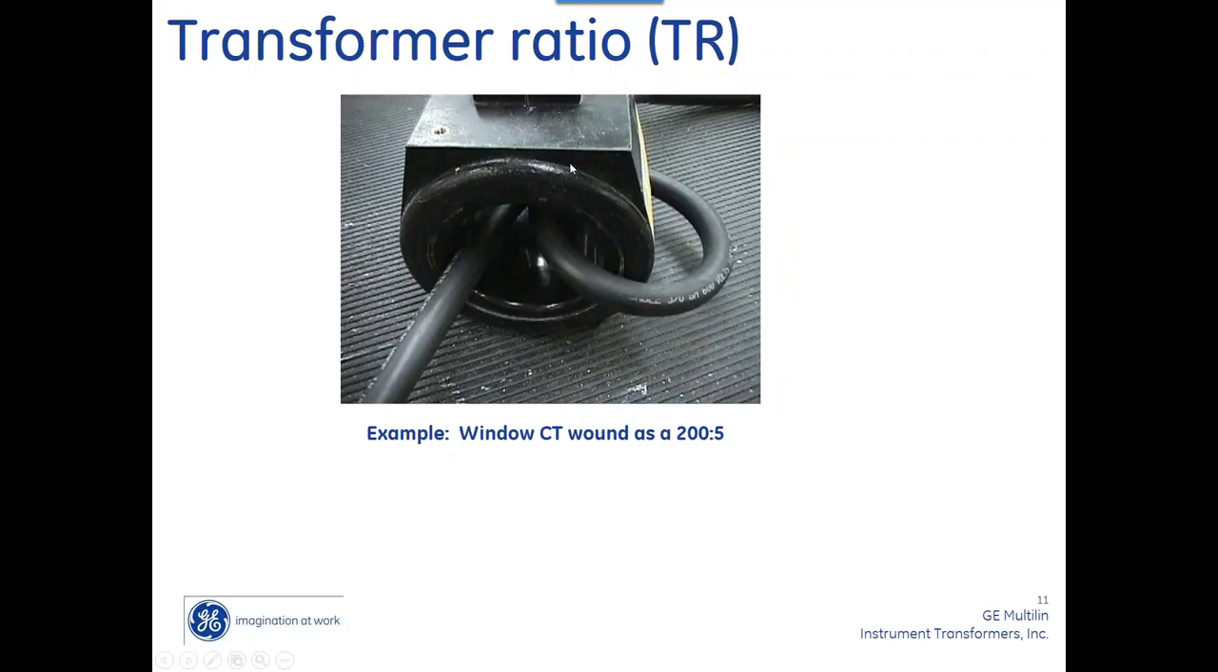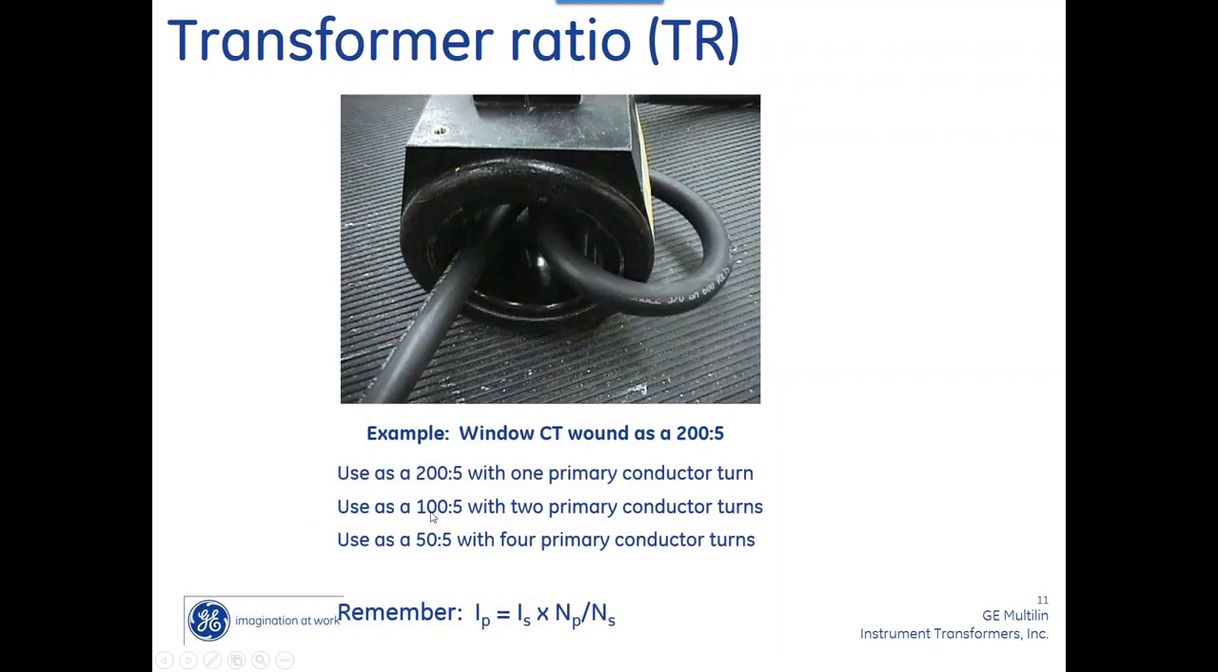So if you have a CT that's too big, or you need a higher class CT, that's a good trick to figure out a way to get around and change your ratio. Excellent. So I could use a 200 to 5 with 1 pass, 100 to 5 would be 2 passes, and 50 to 5 would be with 4.